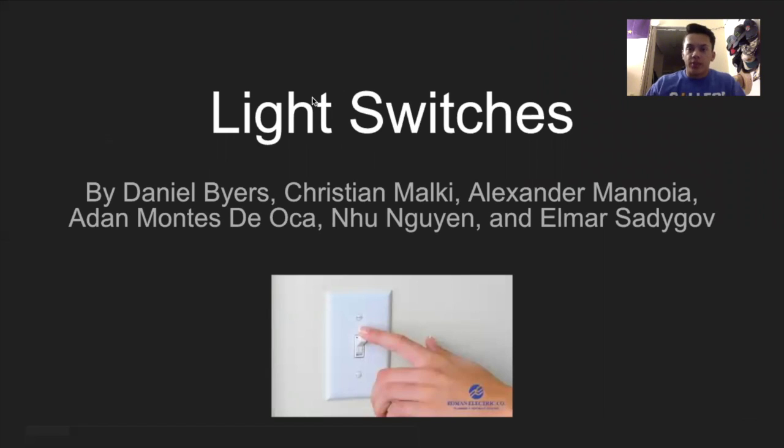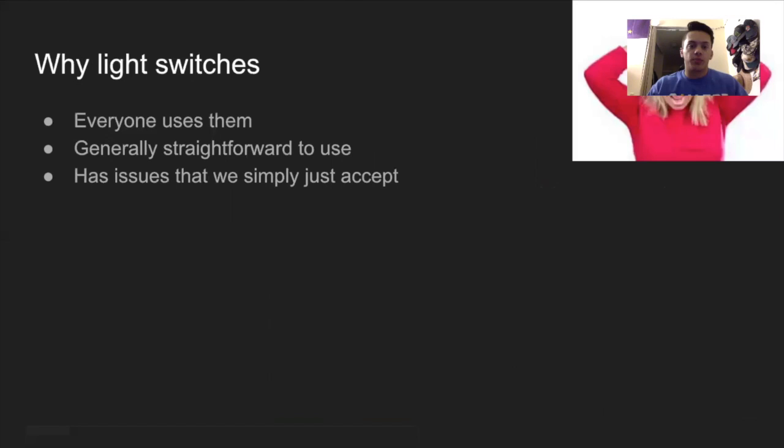What's going on, everyone? This is our project on light switches. So why did we choose light switches? Well, our group wanted to focus on an object that all college students use on a daily basis and put very little thought into using them.